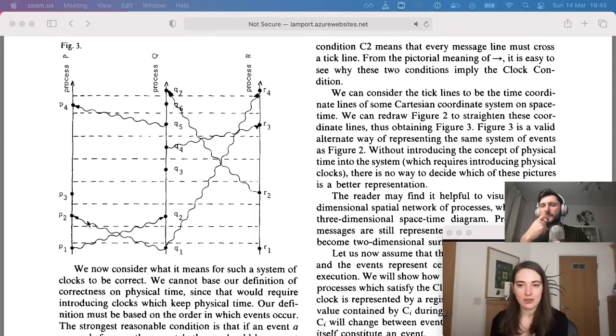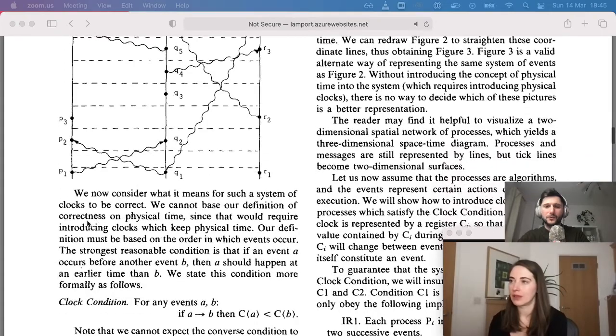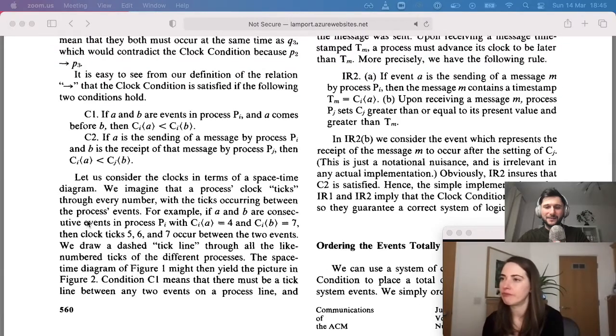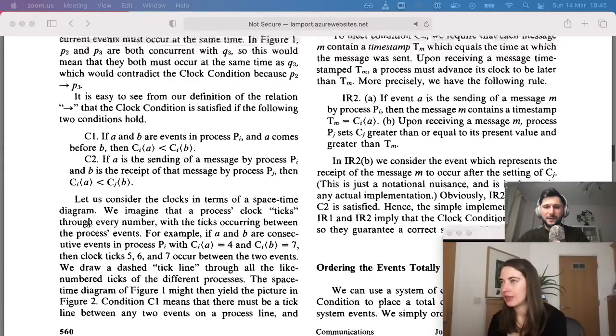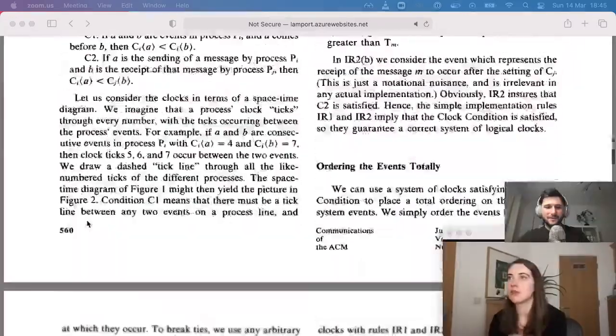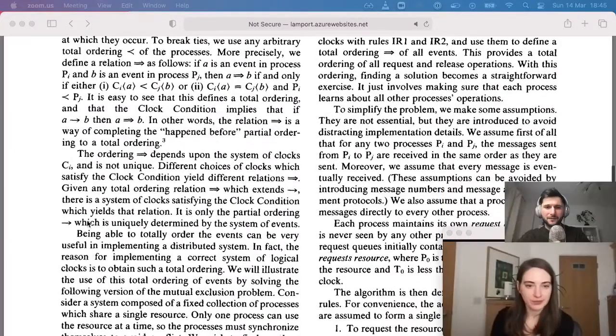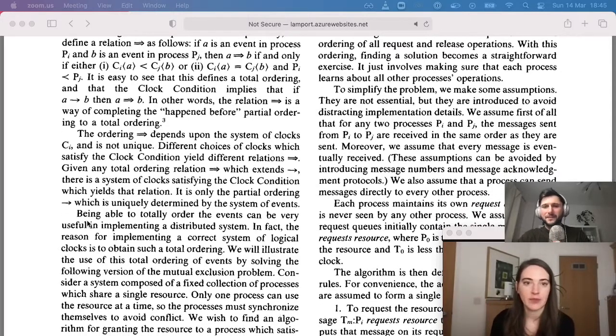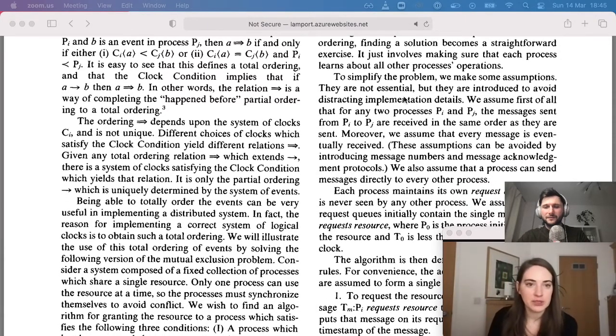It actually relies on two assumptions. Let me find them. Page 4 out of 8, here, to simplify the problem, on the right side column. Yeah, they make some assumptions.